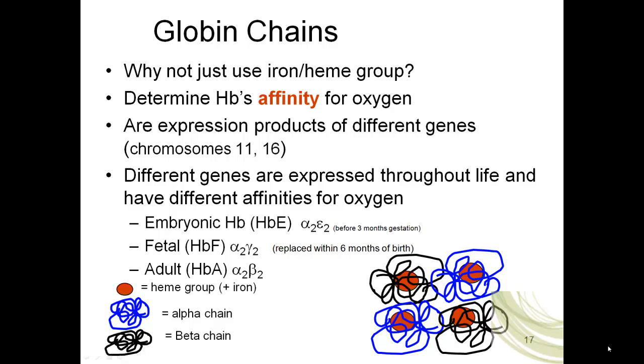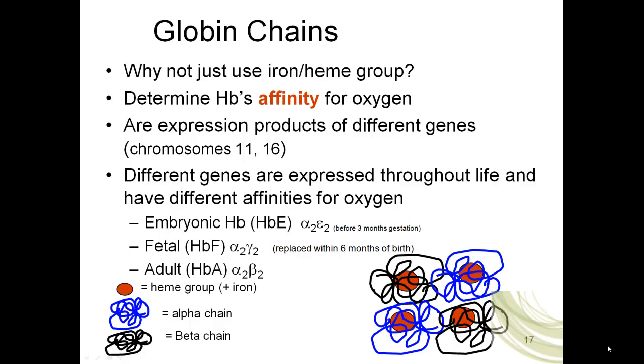Then during your fetal development, when your blood cell synthesis shifted to the liver and spleen, you again made different globin chains for your hemoglobin. In this case, it's alpha 2, gamma 2. And then shortly before birth, you started to shift into the adult hemoglobin, which is alpha 2, beta 2.